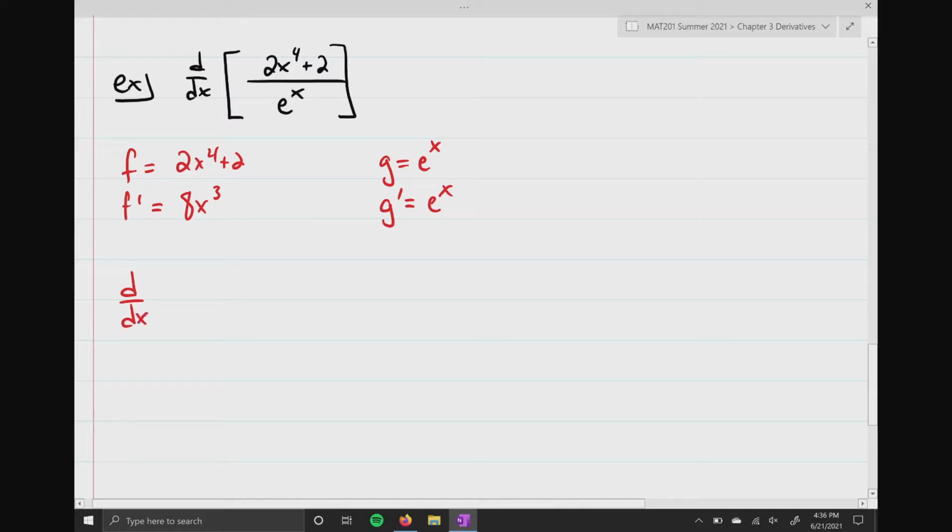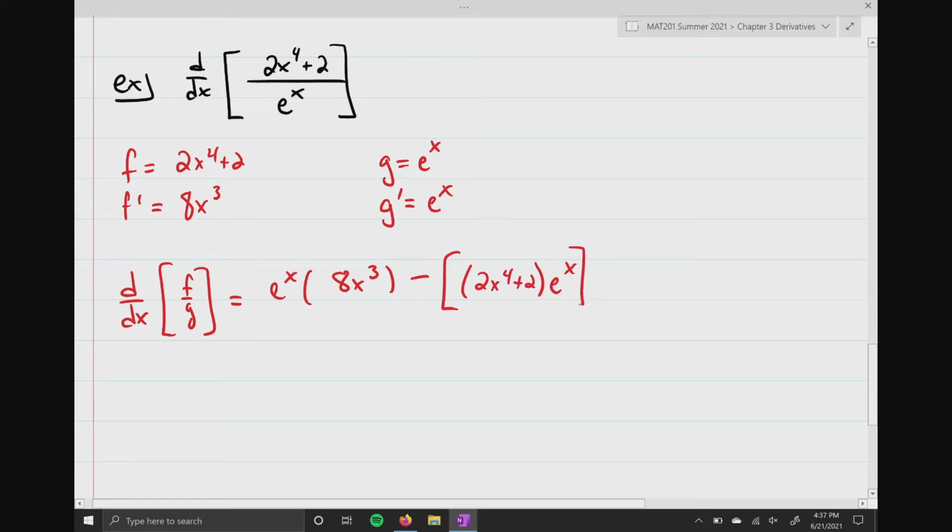Now, our derivative for f over g is going to equal g times the derivative of f minus, remember, put that bracket there, f times the derivative of g all over g to the second power.